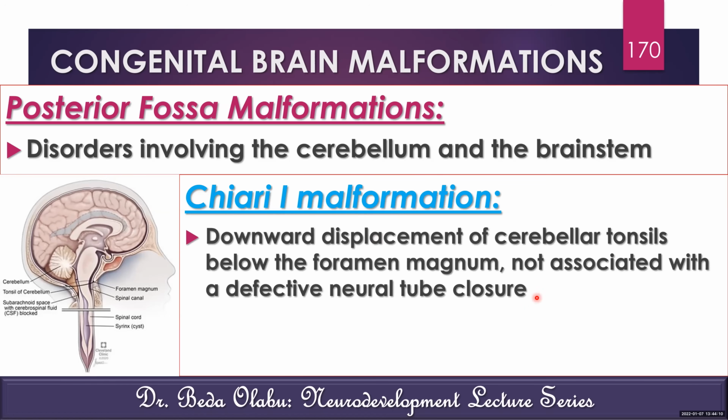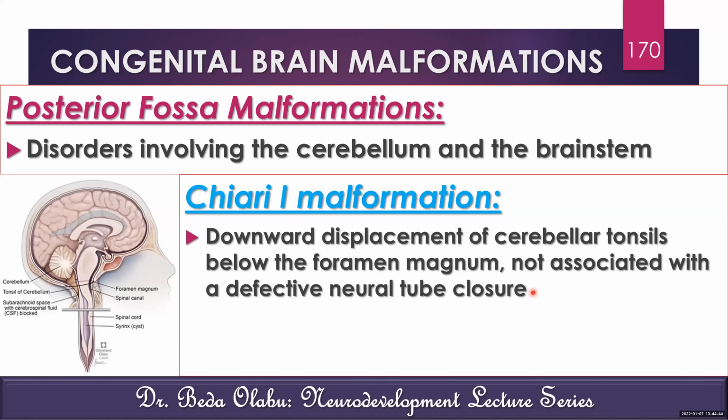Chiari 1 malformation is a malformation manifested by downward displacement of the cerebellar tonsils. So the cerebellar tonsils are displaced downward through the foramen magnum, and it is not associated with a defective neural tube closure. Remember, in Chiari 2, the posterior fossa structures were herniating through the foramen magnum, and there was an associated dysraphic disorder.